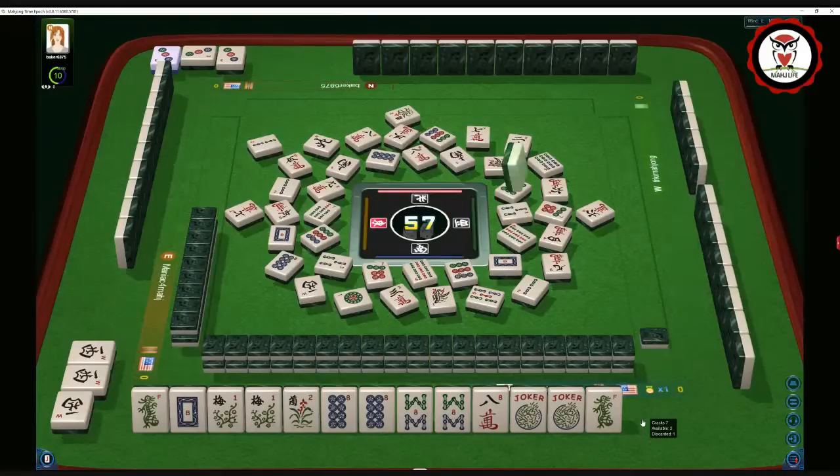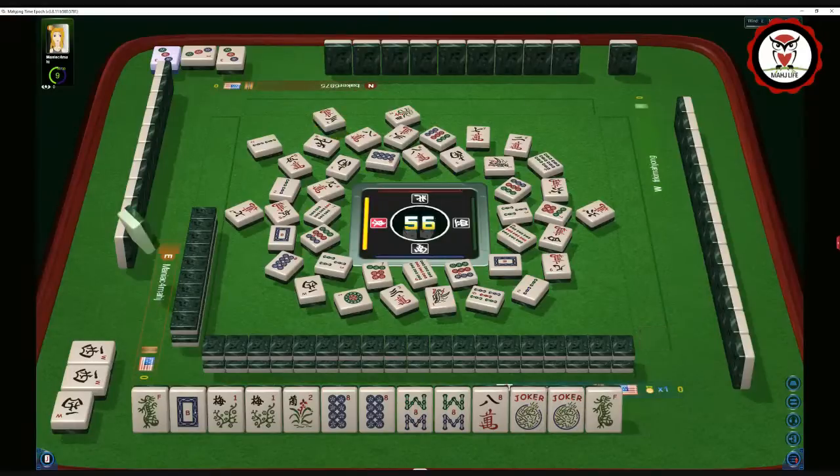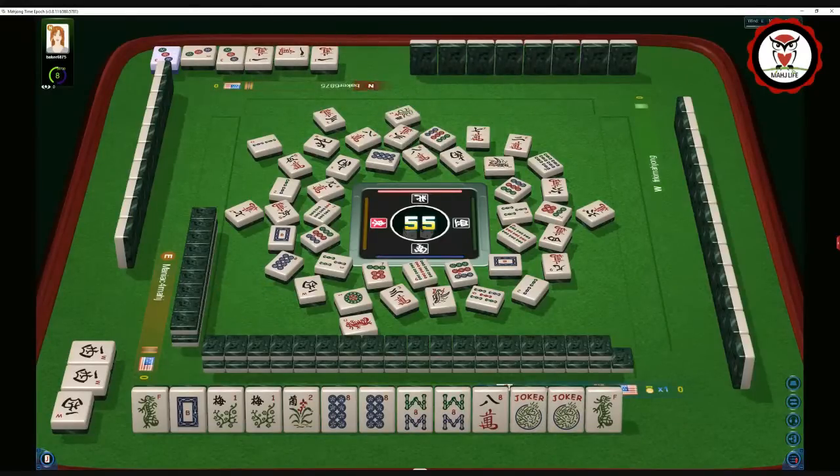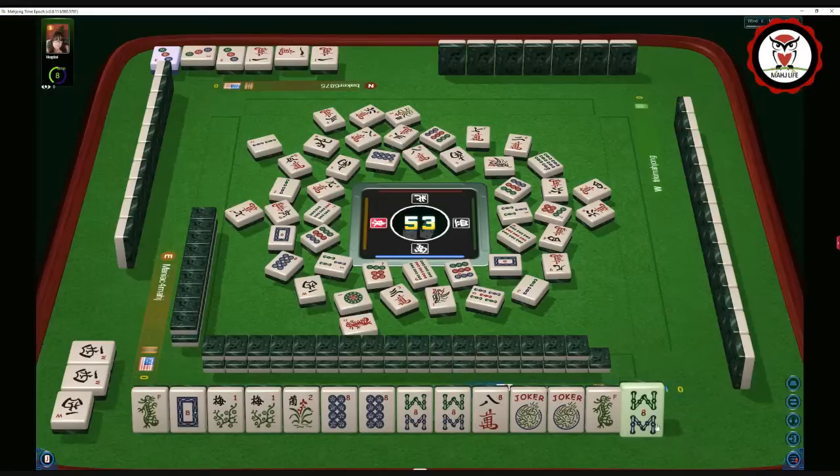7 characters. We may have a competitor for the dragons. 6 characters. 3 characters. Red dragon. That is a discard. 1 character. Pung. Okay. Pung, Kong, 1, 3, 3, 5, second hand down, mixed suits. 6 characters. Okay, we got an 8 bam.